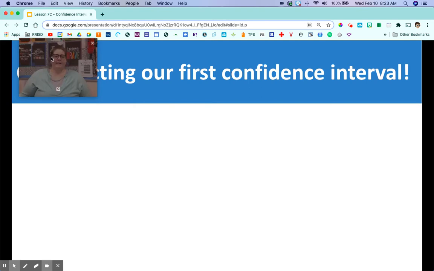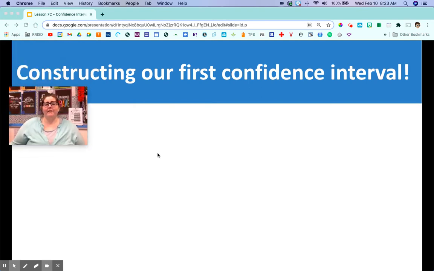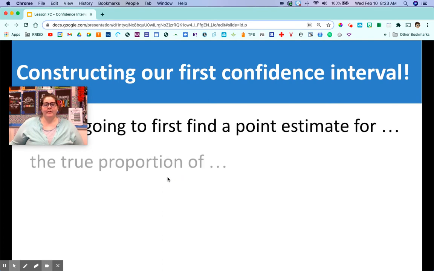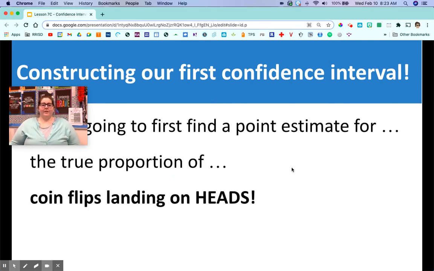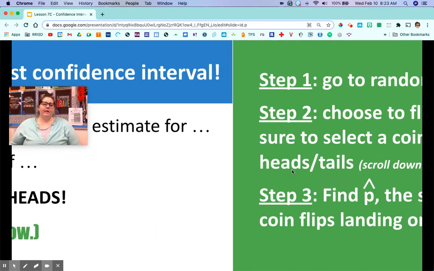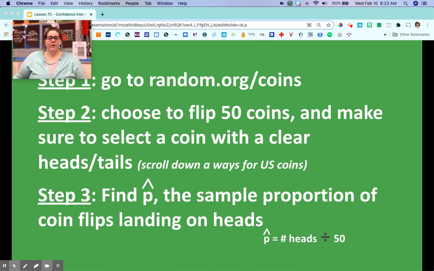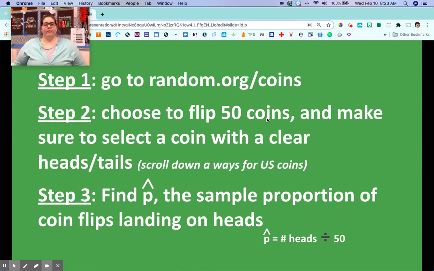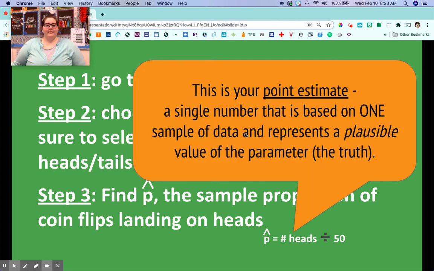So this is what we did in class: we constructed our very first confidence interval to estimate the true proportion of coin flips that land on heads. We pretended for a second that we don't know what that true proportion is or should be. So we went to random.org and flipped a coin 50 times, made sure to select a coin with a clear heads or tails, and then found our sample proportion of coin flips that landed on heads. So this is your point estimate. Remember, that's your one single number based on a sample that we're trying to use to represent what's true about the population.